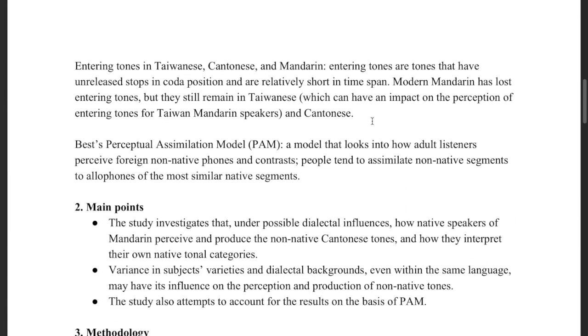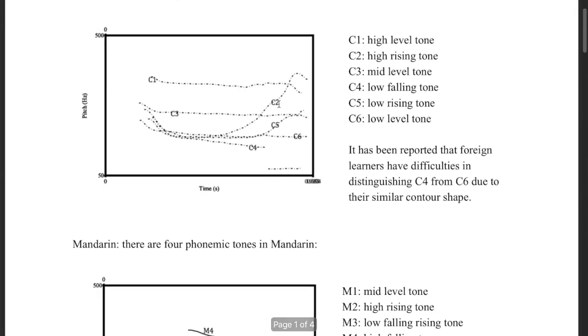Here's also some information on the entering tones in Taiwanese, Cantonese, and Mandarin. The reason that Taiwanese is included here is because the participants in this study who speak Taiwan Mandarin are also native speakers of Taiwanese. So that's why it's taken into account. Okay, so back to entering tones. They are tones that have unreleased stops in coda position and are relatively short in time span. Although modern Mandarin has lost entering tones, we can still find them in Taiwanese and Cantonese. So there are 3 entering tones in Cantonese, each corresponding to one of the level tones here.